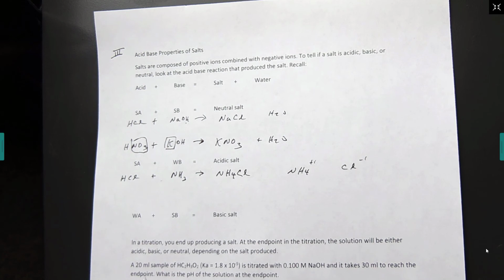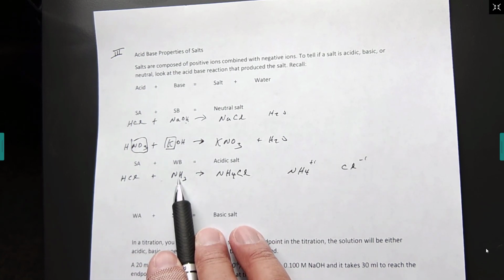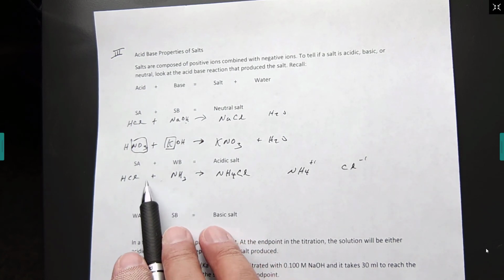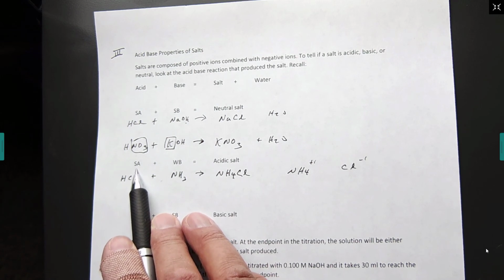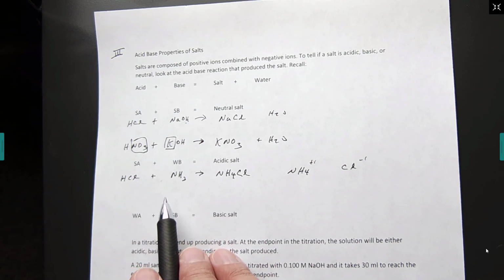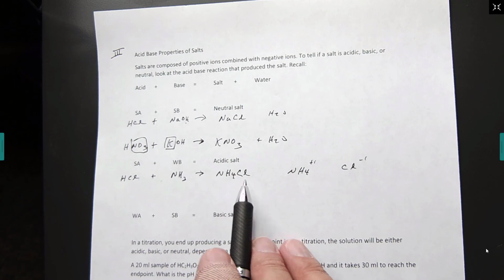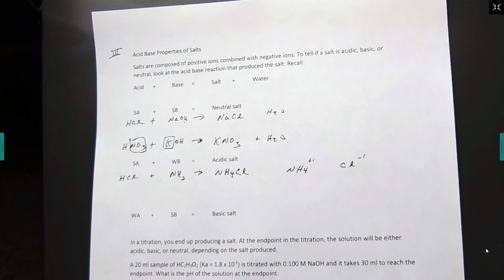So, strong acid, weak base. Who wins? The stronger one wins. So the salt that is produced is going to be acidic. So ammonium chloride is an acidic salt.